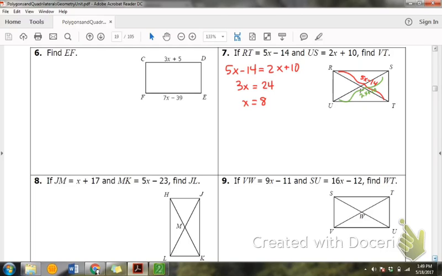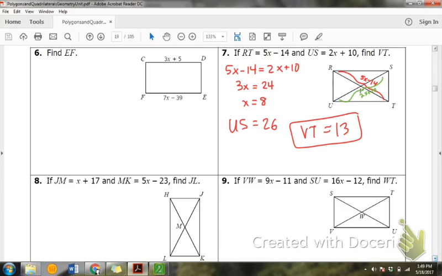So when we find US or RT, how much are you getting for the full thing? 26 is the whole thing. So the whole US is 26. Let me write that. US is 26. So how much is just UT or just VT? 13. Good. Can you put a line over VT? No, because we're talking about measurement, and measurement does not have a line over it.